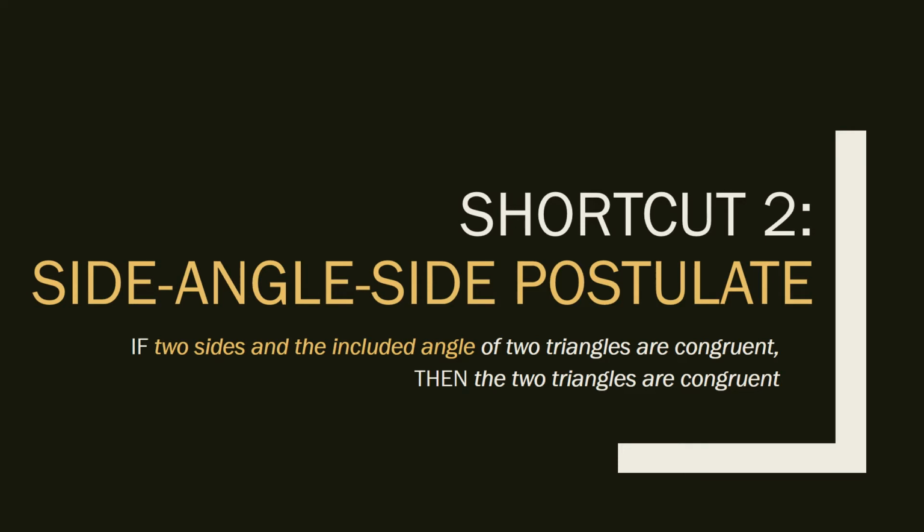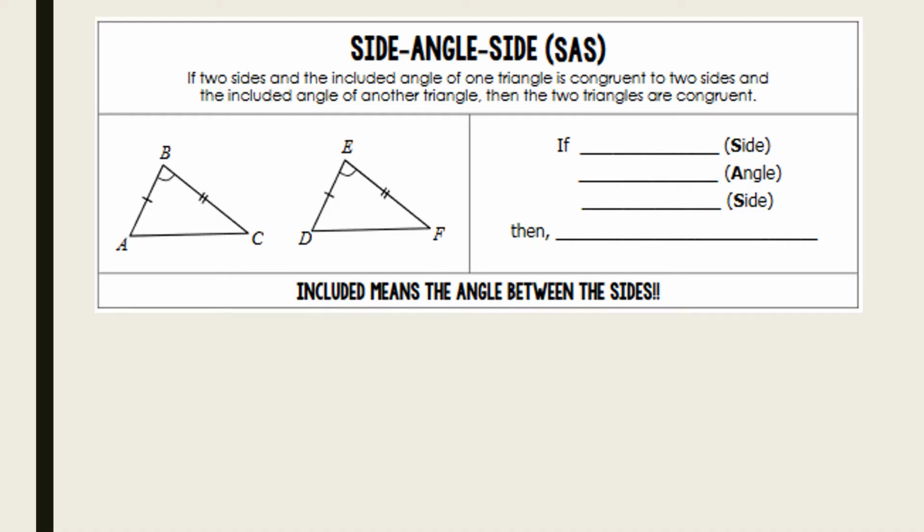All right, shortcut number 2. What if you have a side and then an angle and then a side? And yes, as with all things congruent triangles, the order does matter. So it says if two sides and the included angle, aka the angle squished between the two sides of the two triangles are congruent, then the entire two triangles are congruent. What it looks like is this.